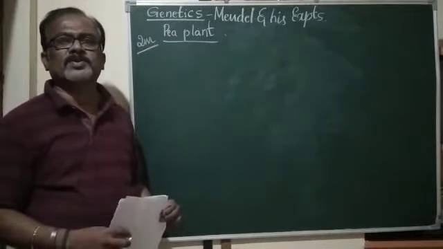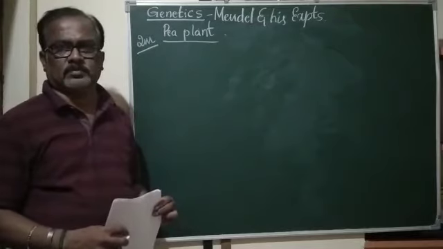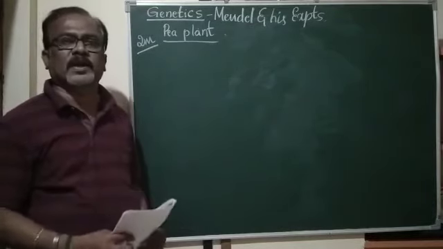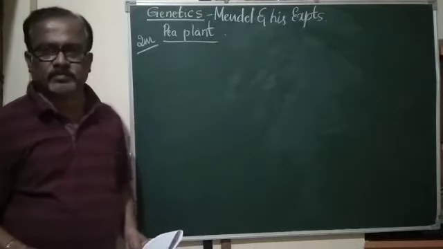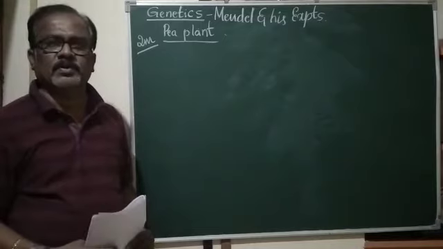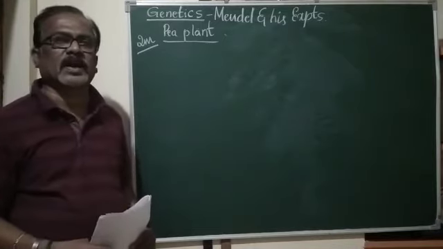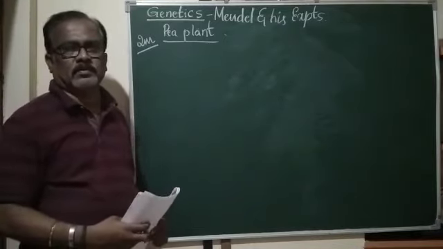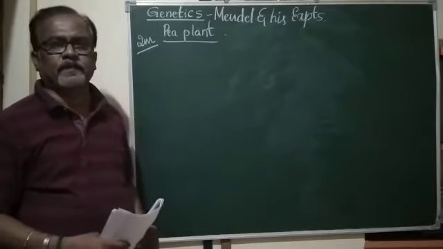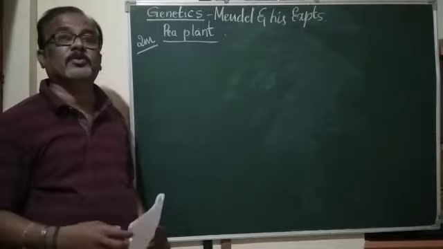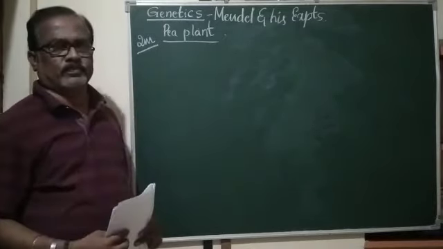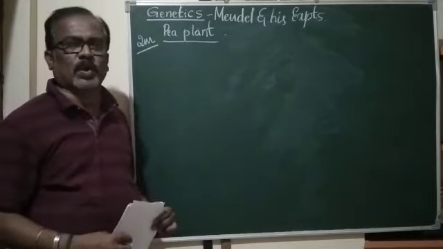So the advantages are: first one, it is a short day annual plant. Short day annual plant means it completes its life cycle within a season, within a year, so that we will get more and more number of generations within one season or within 1 year.